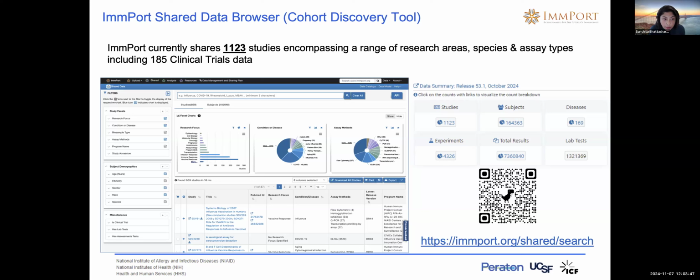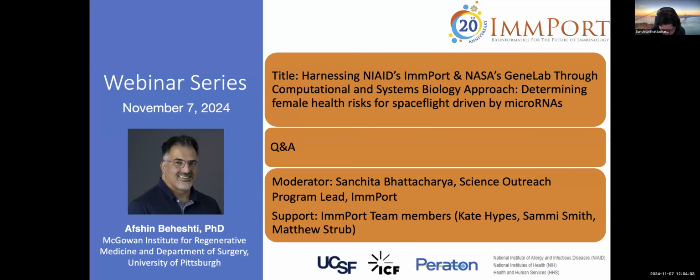We also support 185 clinical trial datasets being shared. If you are interested to explore this interface, please feel free to scan the barcode, and that will take you to this website, and you can search your data sets of interest.